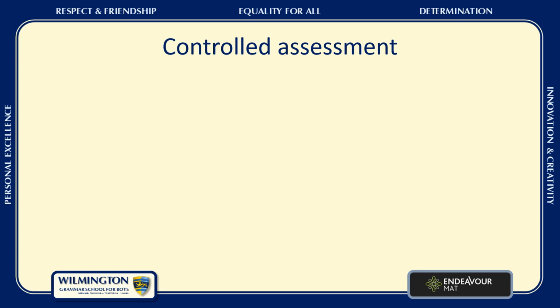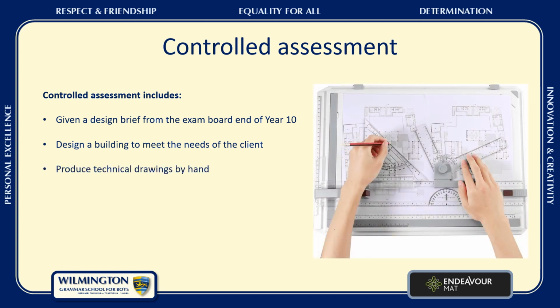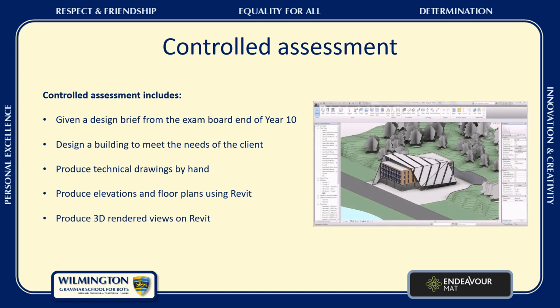Now the controlled assessment includes a given brief by the exam board at the end of Year 10. This will be a design for you to produce to meet a particular client's needs within the task that was given by the exam board. You will have to produce technical drawings by hand and then move on to produce elevations and floor plans using Autodesk Revit. You will then use three-dimensional renders to create your building in a more realistic view. And you'll also be able to write a written report to support your design, just like a real architect would.